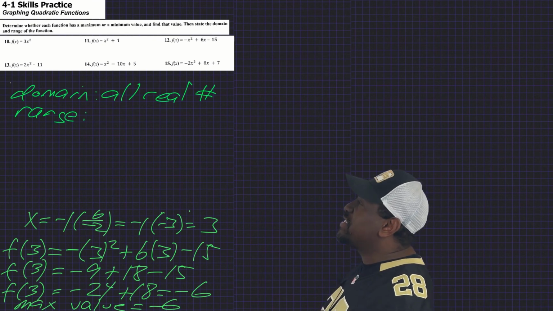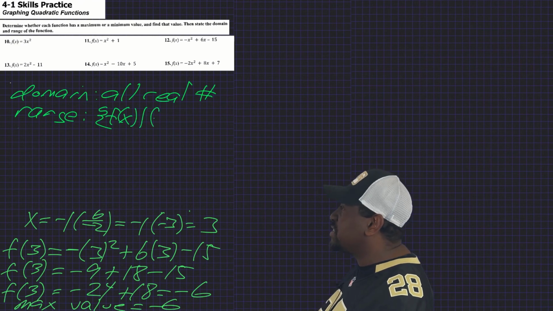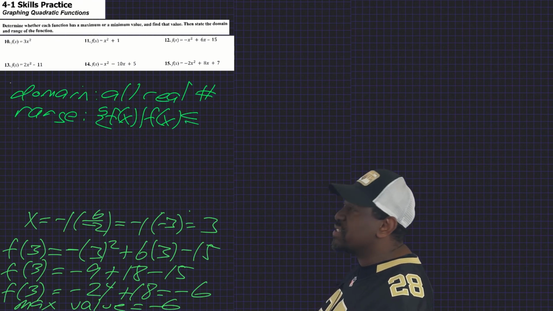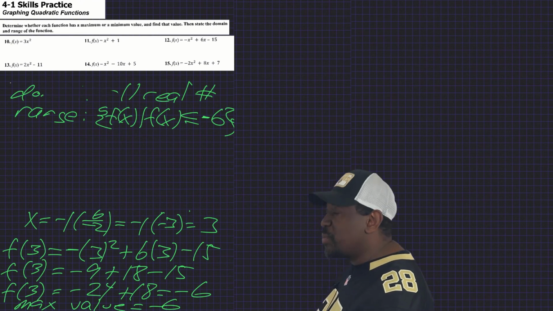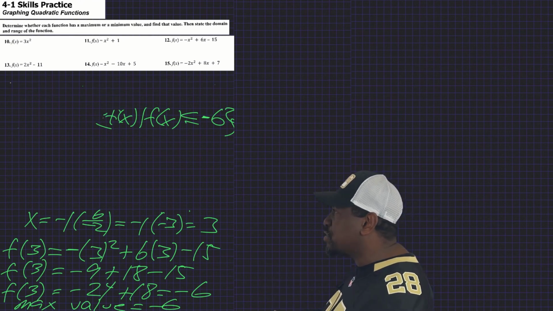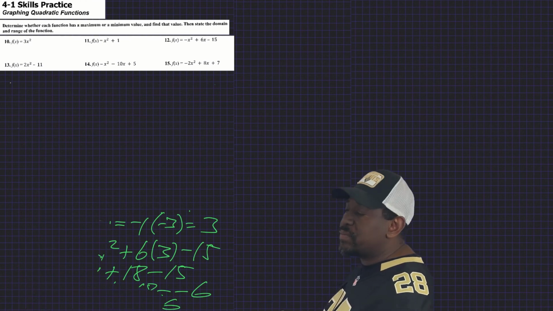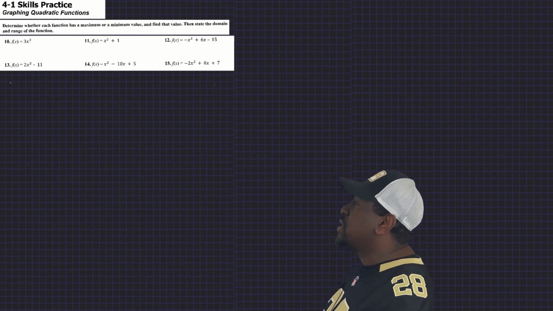And the range, as we have done repeatedly, will be f of x. Since it's a maximum value, we know it's less than or equal to negative 6 because that's our maximum value. And since it's going down, we put less than or equal to negative 6, as you can see there. So by now, I think everyone should get the little pattern and routine of how these go. But you want to continually practice them to get more confidence in doing it, so that it'll eventually become second nature.